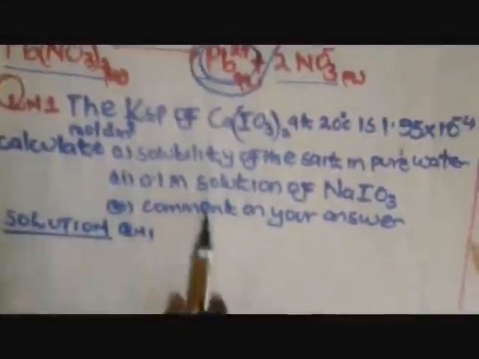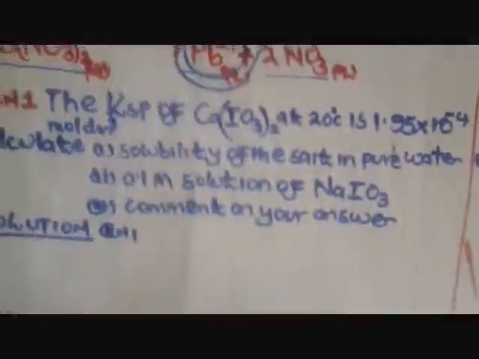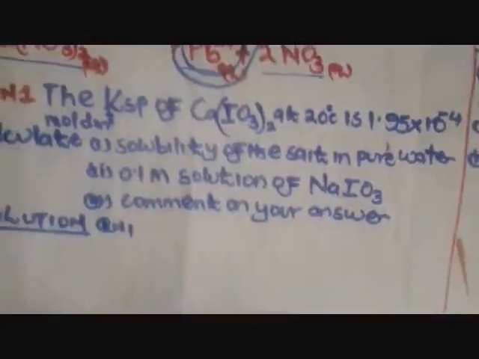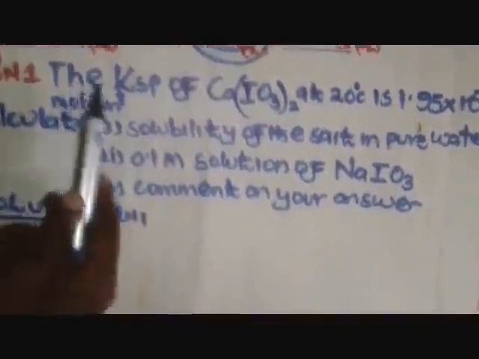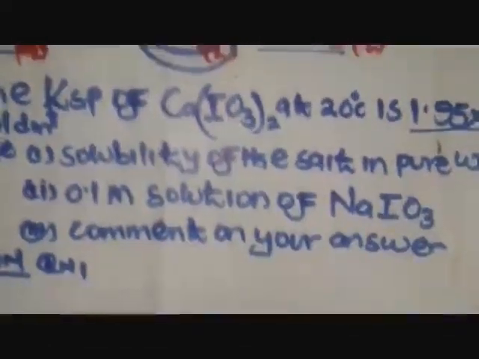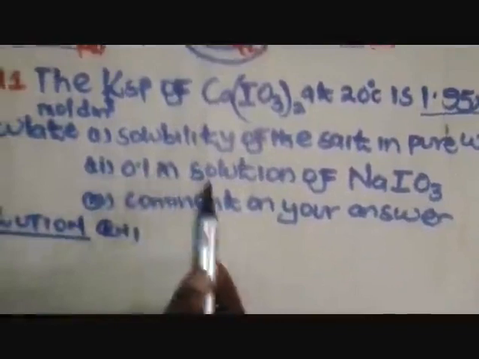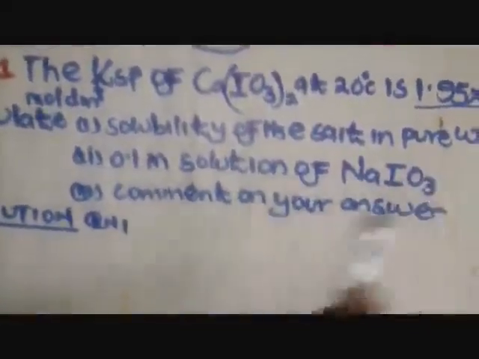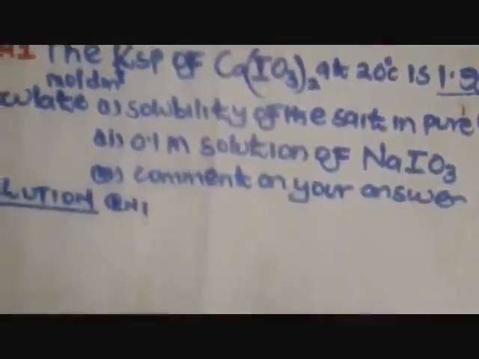Now, from there, we want to see how you can apply this idea to a given calculation. So follow me up in our calculation here to grasp the idea. When they are setting questions, they always accompany them with a calculation. So in our example 1, the Ksp of calcium iodate at this temperature is given. Then they are telling us to calculate the solubility of the salt in pure water, then afterwards in 0.1 molar solution of sodium iodate, and then we comment on the answers we have got.